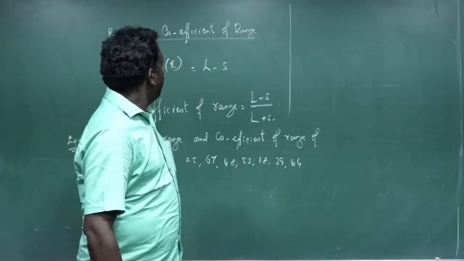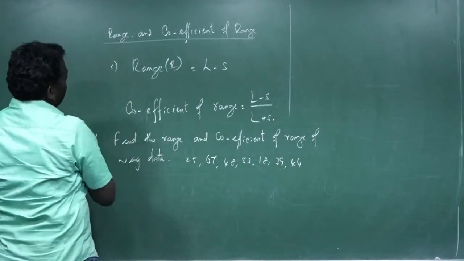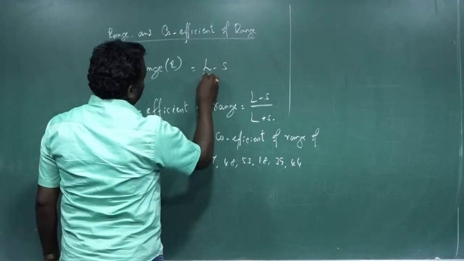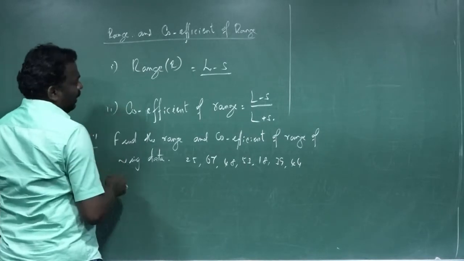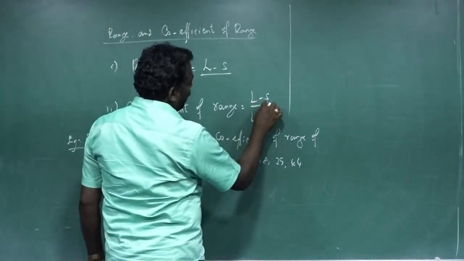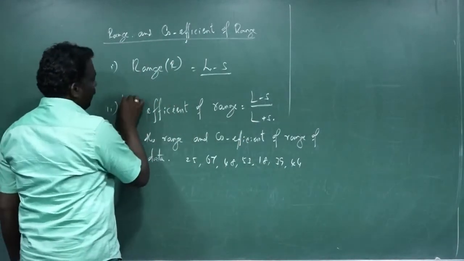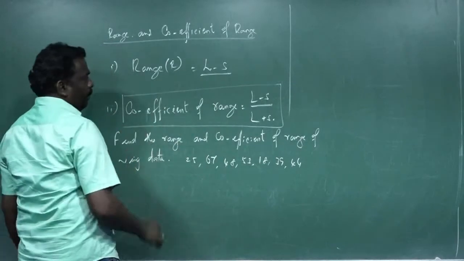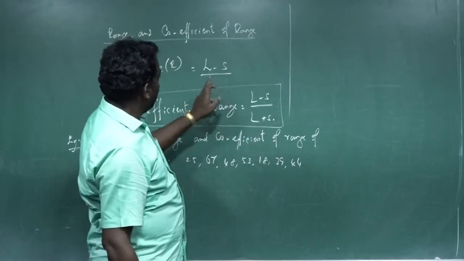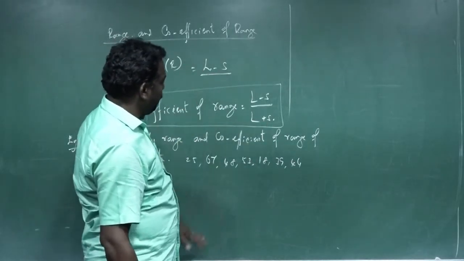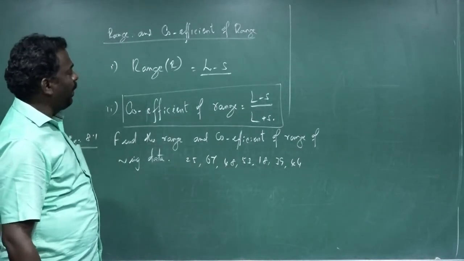Come to next, range and coefficient of range. Range means the largest value minus the smallest value. Coefficient of range is defined as the largest value minus the smallest value, divided by the largest value plus the smallest value. Now, using this formula, find the range and coefficient of range.